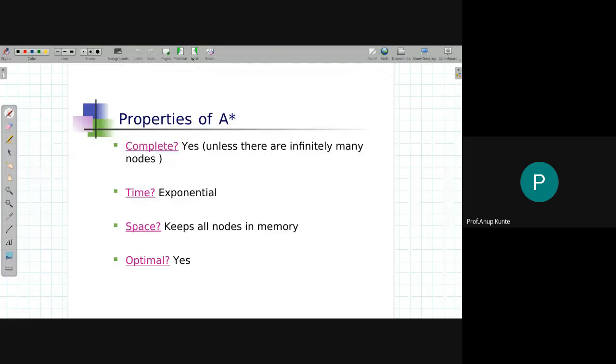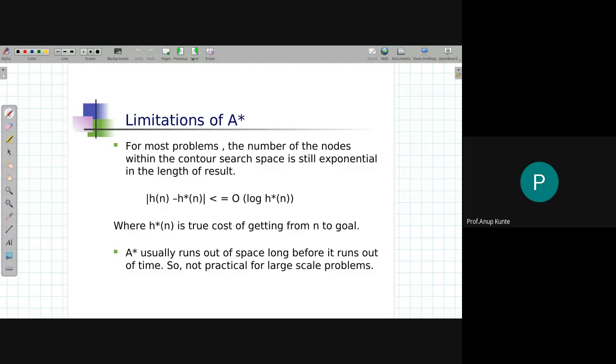But is it optimal? Yes, it is optimal, and the case in which it is optimal is when H, the heuristic that we have chosen, is consistent. Okay, and I'm following the graph search variant of the implementation. These are the two requirements. It's not just yes.